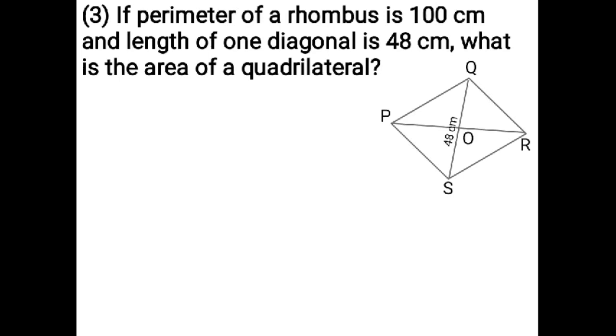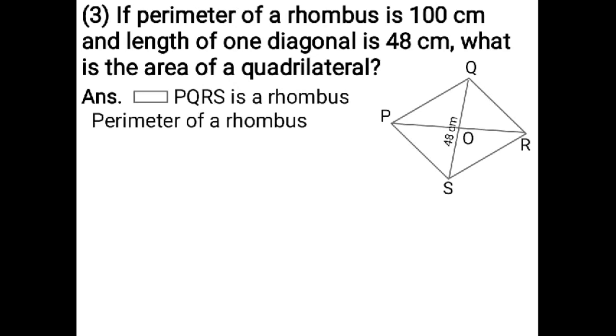So the statement you have to write: quadrilateral PQRS is a rhombus. Perimeter of a rhombus is equal to 100 centimeter. You have to take side PQ as a side of a rhombus. Side PQ you have to find by using the formula of perimeter of a rhombus. Length of PQ is equal to question mark.